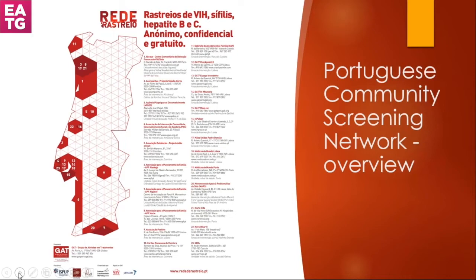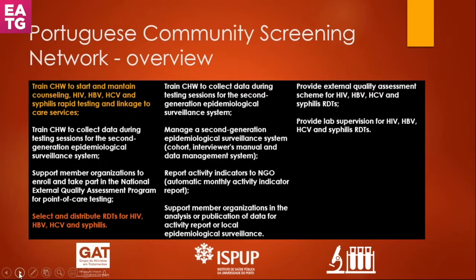As they provide the testing, they collect several indicators that are used as a cohort study to estimate incidence and predictors for seroconversion. As you can see, all the NGOs that are part of this community screening network are located in cities, urban, coastal areas where the epidemics are concentrated in Portugal. The Portuguese Community Screening Network is promoted by GAT. We have the main roles of training the community health workers to provide integrated testing, and helping them to collect data during the testing sessions to feed these cohorts, the second-generation epidemiological surveillance system.